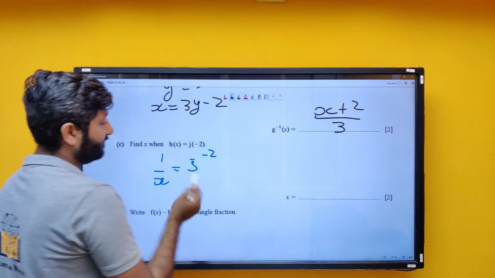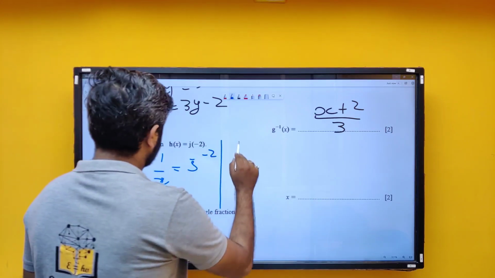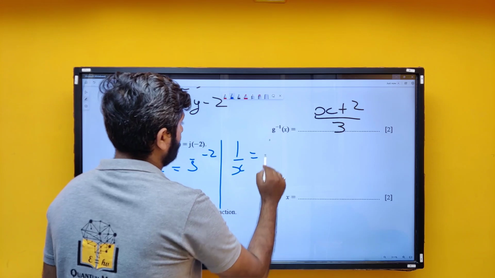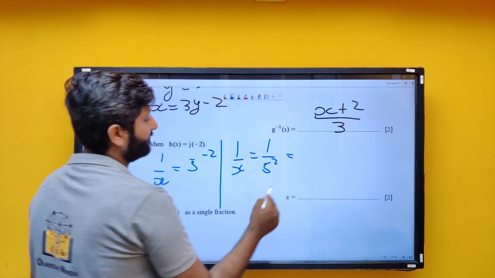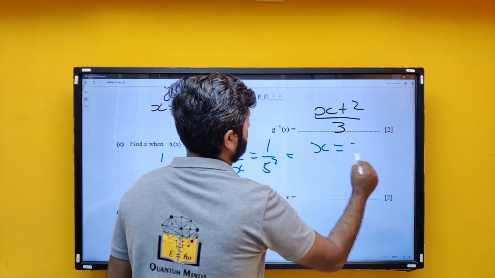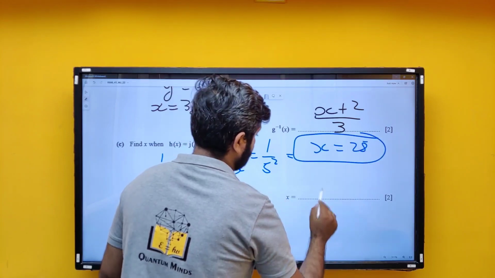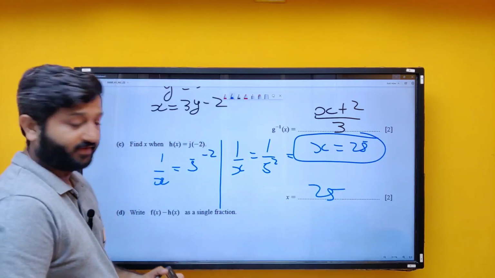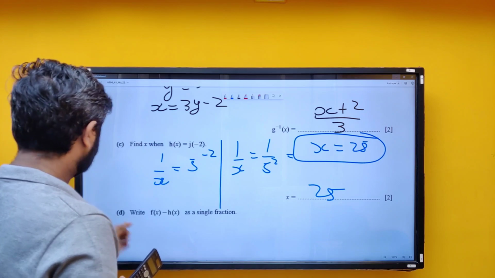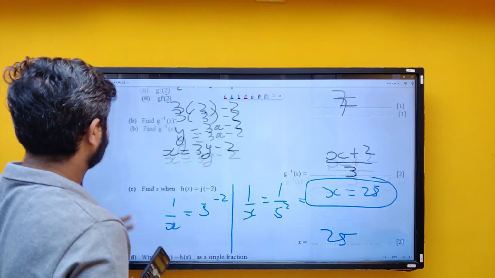5 power minus 2 is 1 upon 5 square, which is 25. So x can be written as 25. X equals 25.